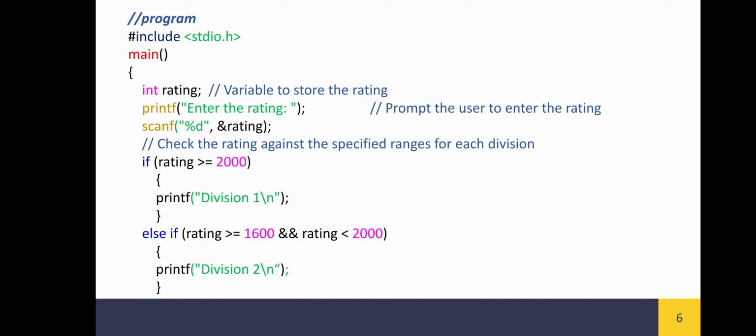Now we use the if-else statement to determine the division based on the rating entered. As I said, if it is greater than 2000, division 1. If it lies between 1600 and 2000, then it is division 2. If it is less than 1600, then it is division 3. So that explains our code.